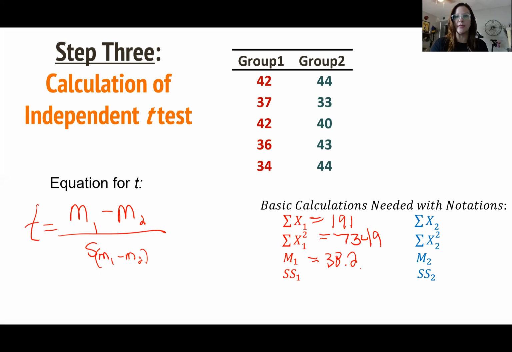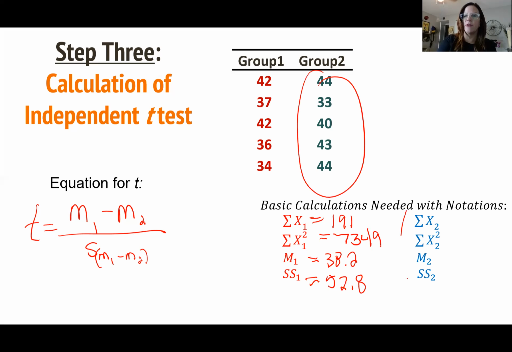And then that makes it easy for us to get our sums of squares for that group 1. I just take 7,349 minus, and I do a parenthesis, okay? My sum of x, 191 squared, divided by the sample size of 5, because we're only dealing with the one sample, parenthesis, and I hit enter. And our sums of squares equals 52.8. So then we'll do the same thing for group 2 and complete these.